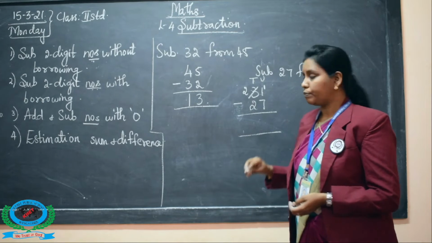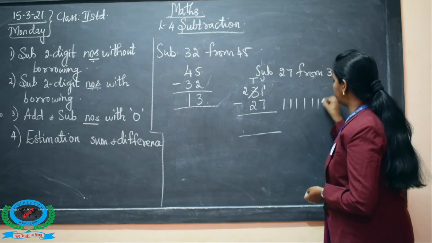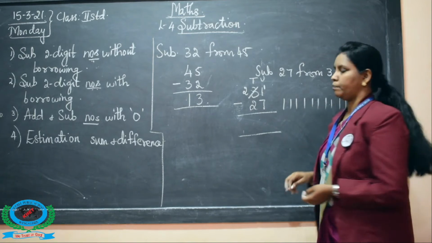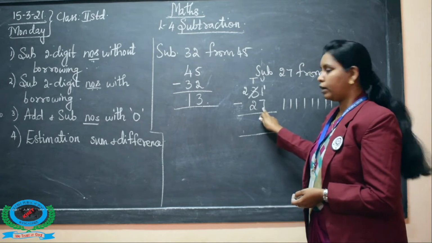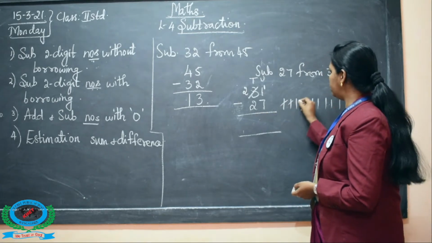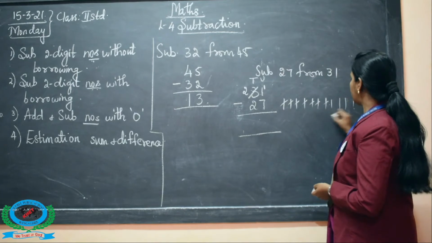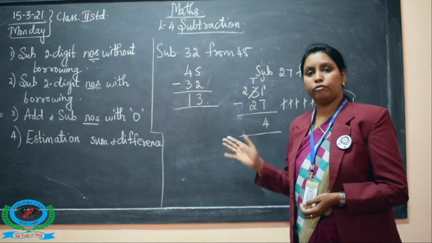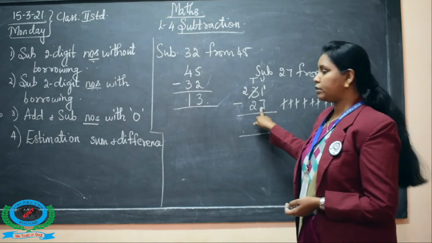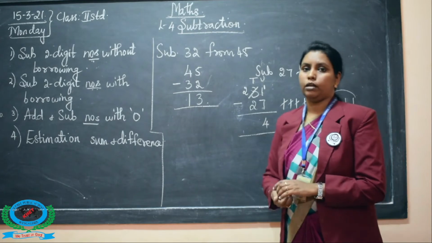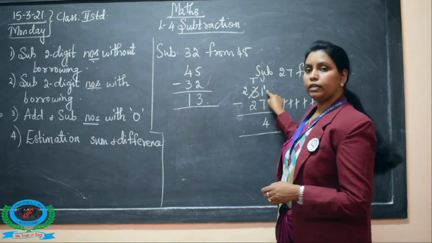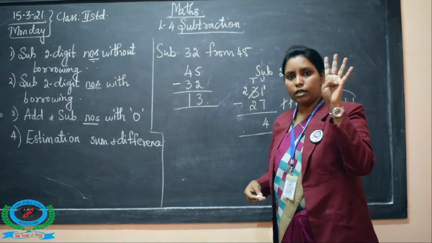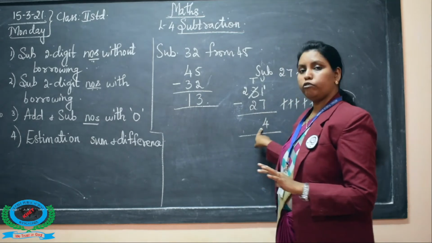So what you are going to do? 11 sticks you will draw: 1, 2, 3, 4, 5, 6, 7, 8, 9, 10, 11. And how many you have to cut out? 7. 1, 2, 3, 4, 5, 6, 7. So what is the remaining? 4. So 4 you can write, because 11 you can't take in the fingers, isn't it? So after 7 also, till 11 you can count. After 7 till 11 how much is it? 8, 9, 10, 11. So this is an easy method also. So you are going to write 4 here.